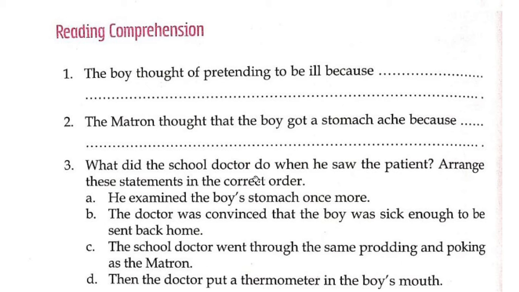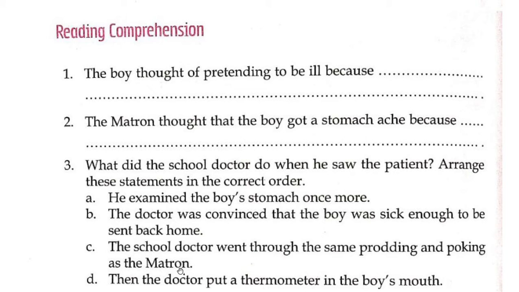What did the school doctor do when he saw the patient? Arrange these statements in the correct order. Now here four statements are given, A, B, C and D. What you have to do is arrange these statements in a sequence. Means first what did the doctor do, then at the second step what was done by the doctor, third what was done, and fourth what was the last step done by the doctor. Like first of all, what did the doctor do? The school doctor went through the same prodding and poking as the matron. This was the first thing done by the doctor.